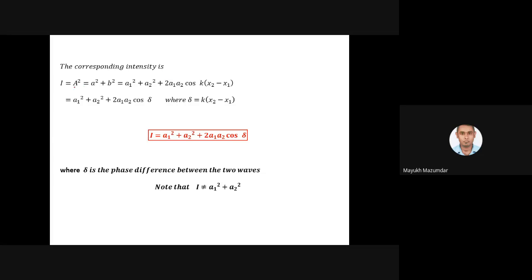Now see, intensity is actually proportional to the square of the amplitude. I told you last day. Okay, so if we remove the proportionality sign, we have to keep a proportionality constant. For simplicity, we are taking this as 1. That is, we are simply taking I is equal to a square, where the proportionality constant is taken as 1. Okay, so I is equal to a square.